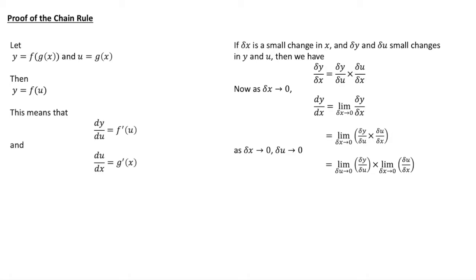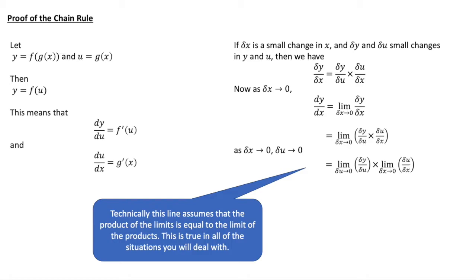And so we can say that the limit as delta u tends to naught of delta y over delta u, times the limit as delta x tends to naught of delta u divided by delta x, is equal to the line above. Now I should point out that technically what we're assuming here is that the product of the limits, so the limit of one times the limit of the other, is equal to the limit of the product, which is the line above. This is true in all of the situations that we're going to deal with in A-level.